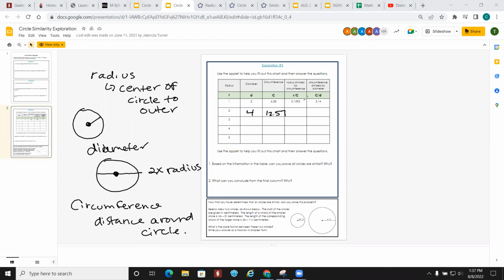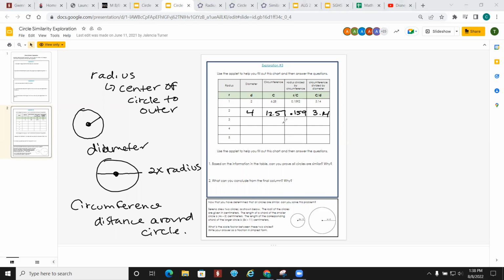Now in these last 2 columns, it asks for some ratio. That's going to be R divided by C. So 2 divided by 12.57. What is that going to give me? 0.159. And then I'm going to take my circumference and divide it by my diameter, and I'm going to go ahead and tell you that that's 3.14.